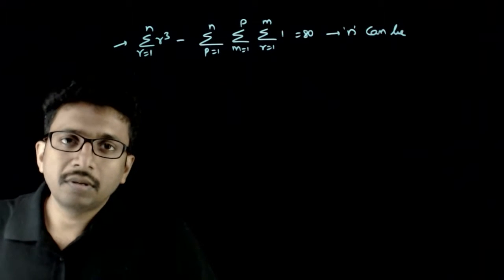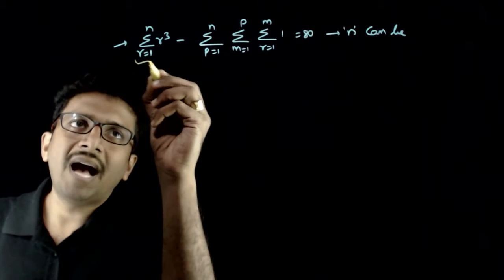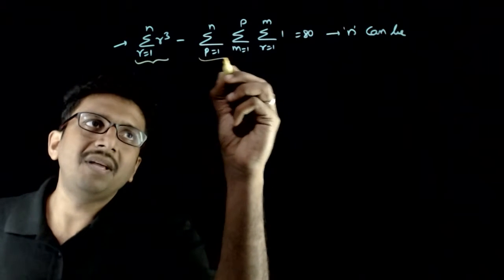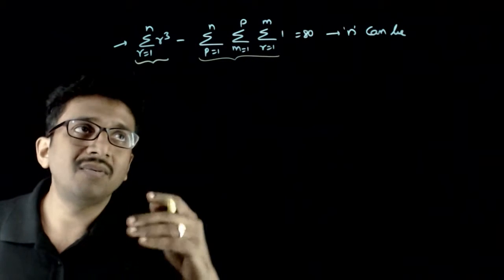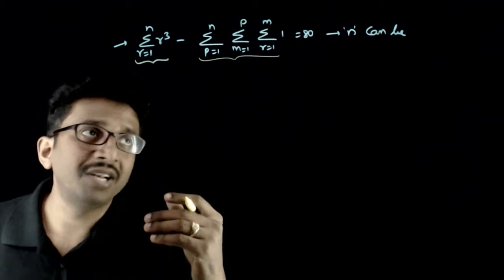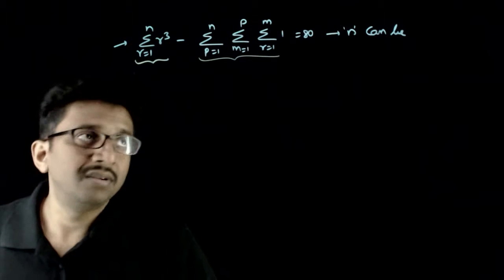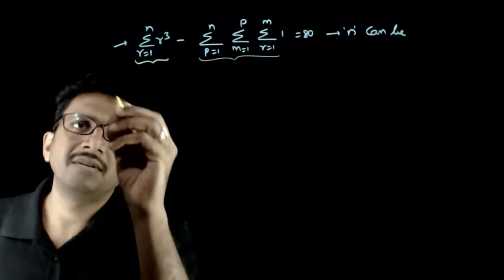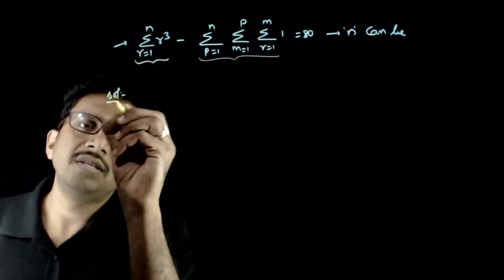So welcome student. In this question you're given that sigma r cubed, r from 1 to n, minus sigma p from 1 to n, sigma m from 1 to p, sigma r from 1 to m of 1, is equal to 80. And what are the possible values of n?